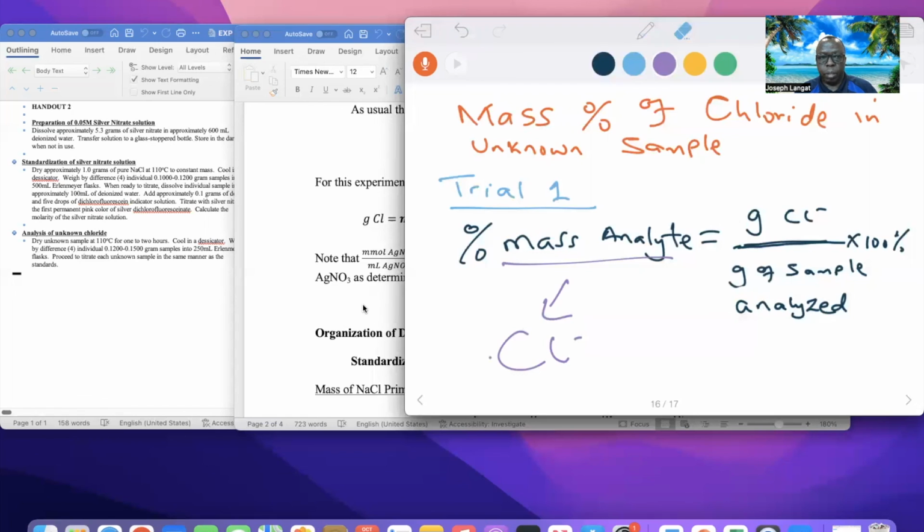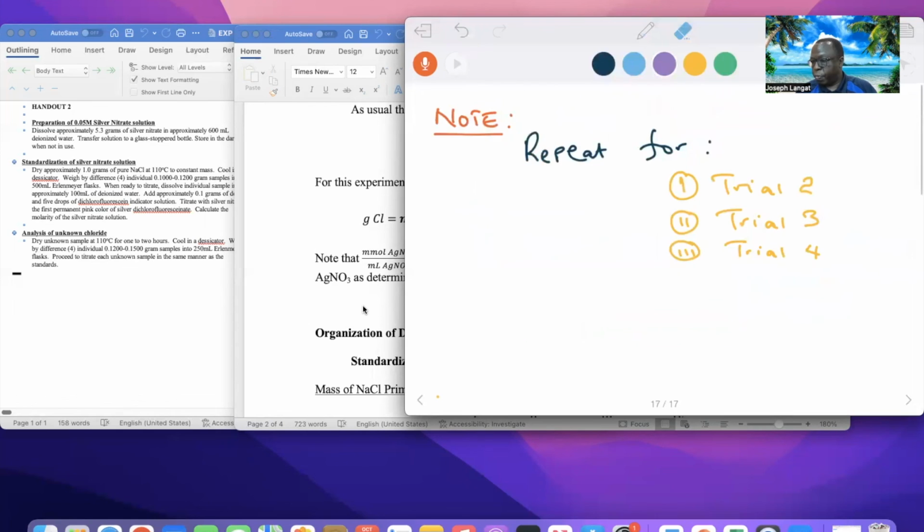You will fill in the lab report form for mass percent for trial 1, trial 2, trial 3, and trial 4. And just like in experiment number 1, you will report the mean, the standard deviation, and the relative standard deviation. You will see in the folder on Canvas what needs to go in the report form for this lab. Other than that, thank you.